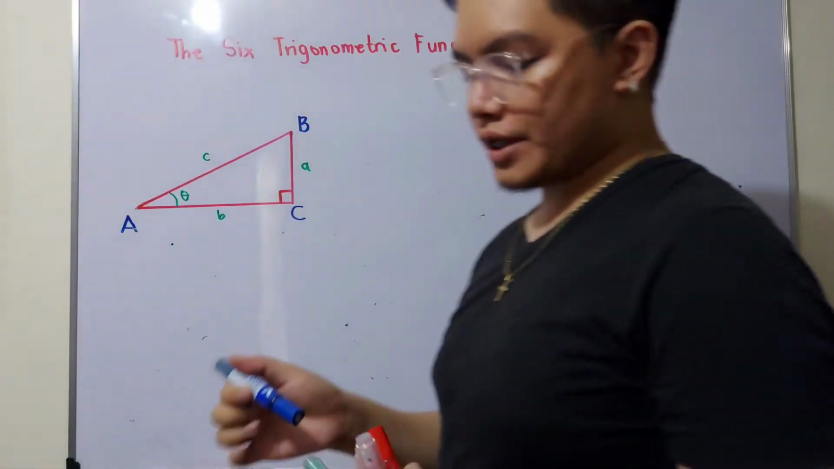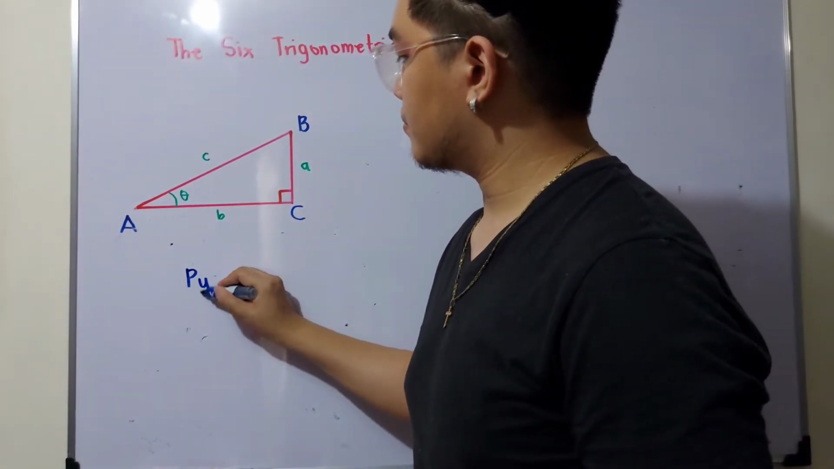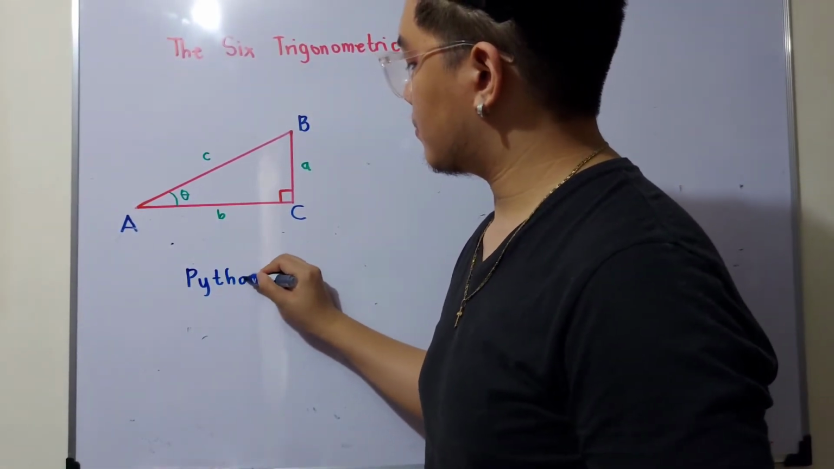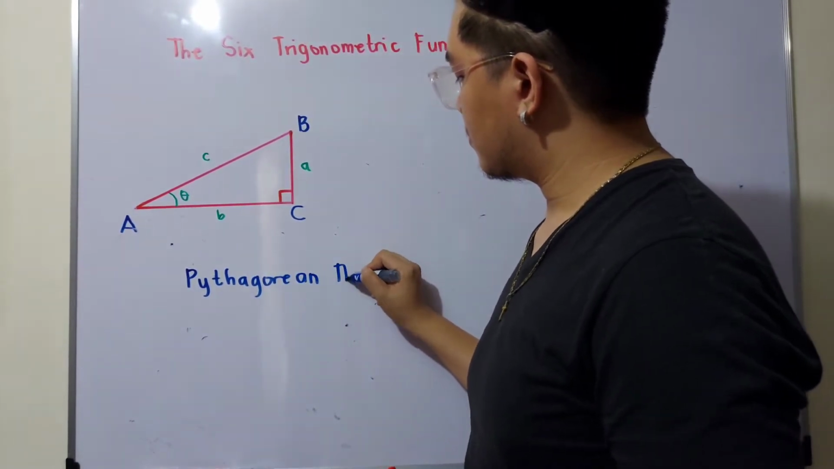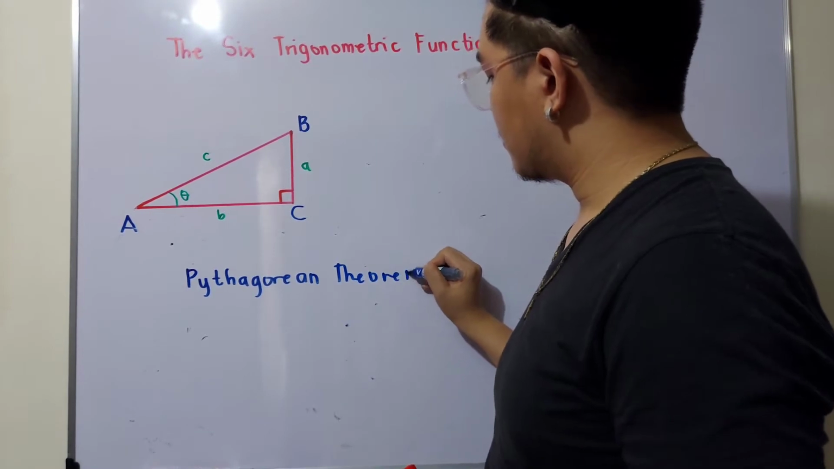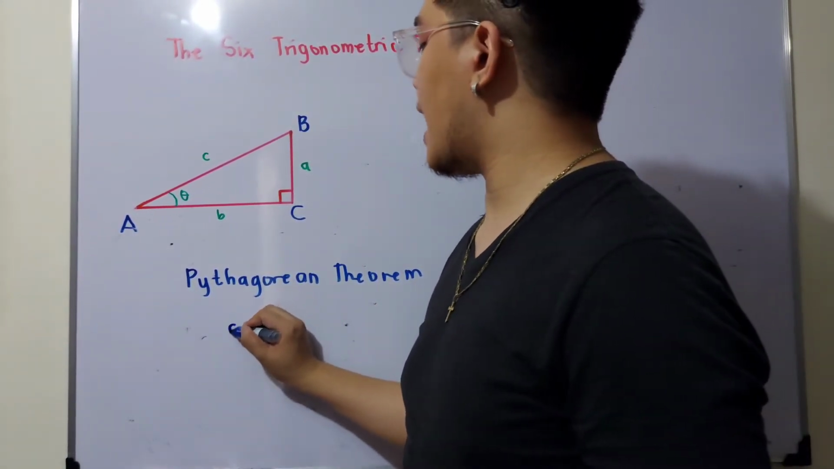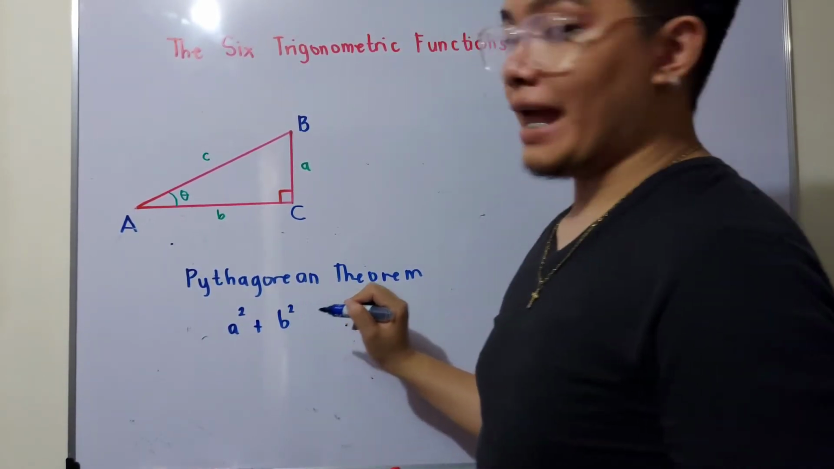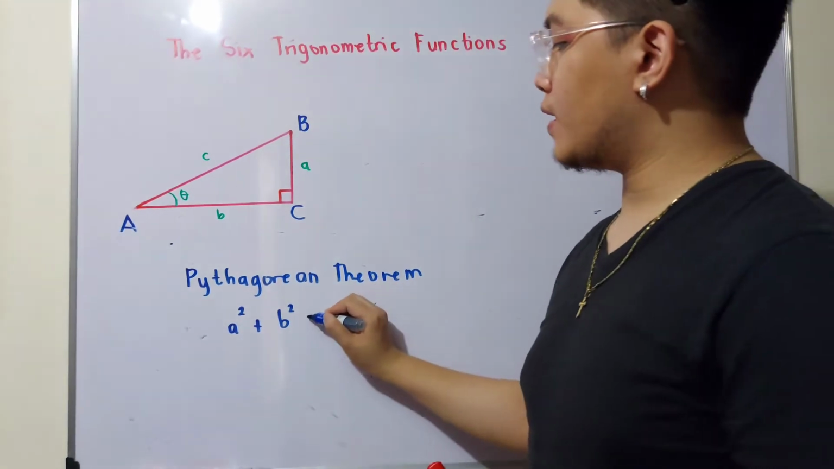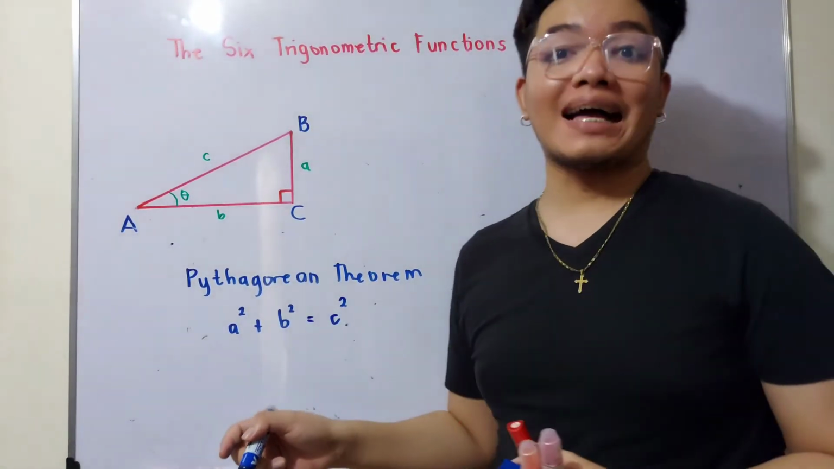Okay, let us first recall the Pythagorean Theorem. So here, the Pythagorean Theorem means that the sum of the squares of the legs of a right triangle is equal to the square of the hypotenuse. So this one comes from Pythagoras.